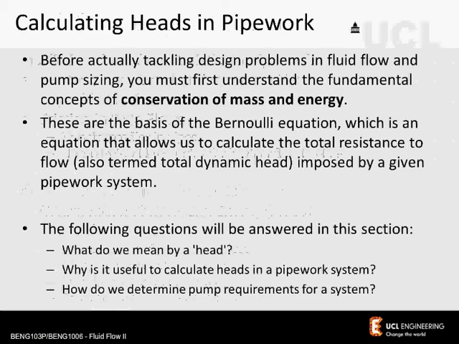Before we look at how the Bernoulli equation is used to tackle design problems of fluid flow, we first need to look at the fundamental concepts of conservation of mass and energy, which you will hopefully remember a little bit about from BEng 101P. These underpin the Bernoulli equation, and this equation allows us to calculate the total resistance to flow, also known as the total dynamic head, which is generated in a given pipework system. So the questions that we'll be answering initially are: what do we mean by head? Why is it useful to calculate heads in a pipework system? And how do we go about determining pump requirements for a system?